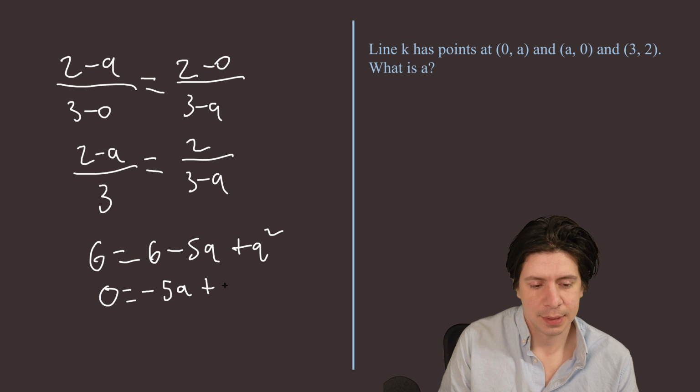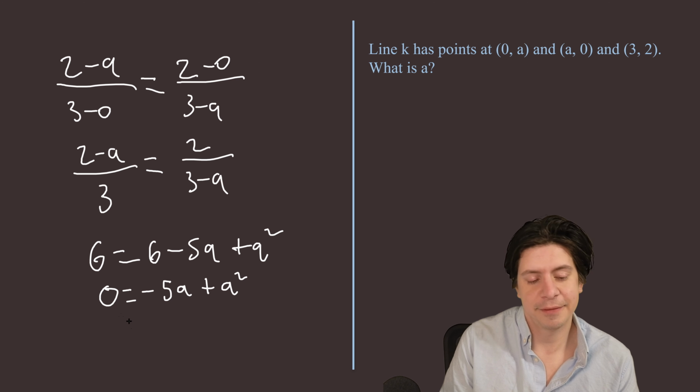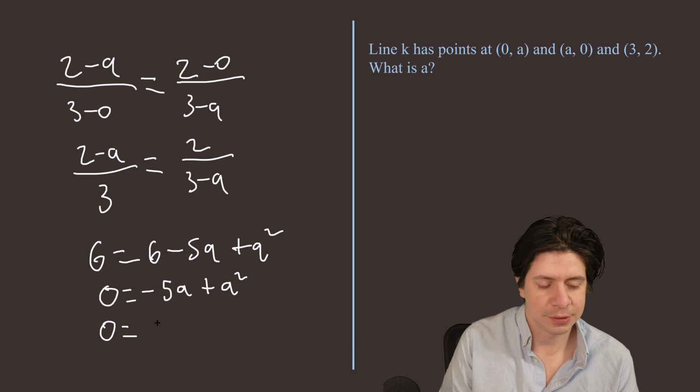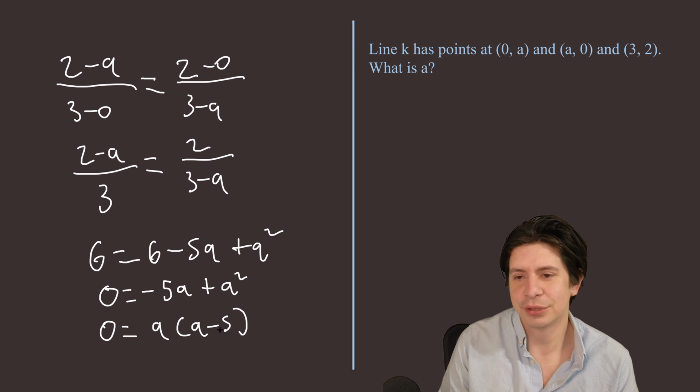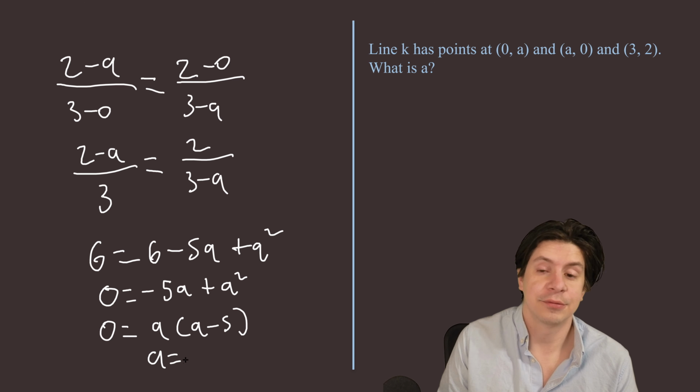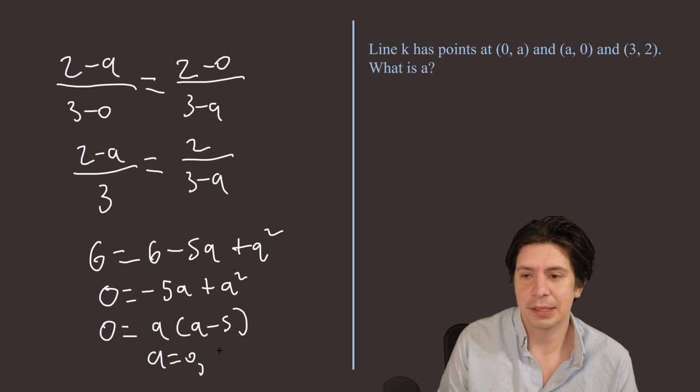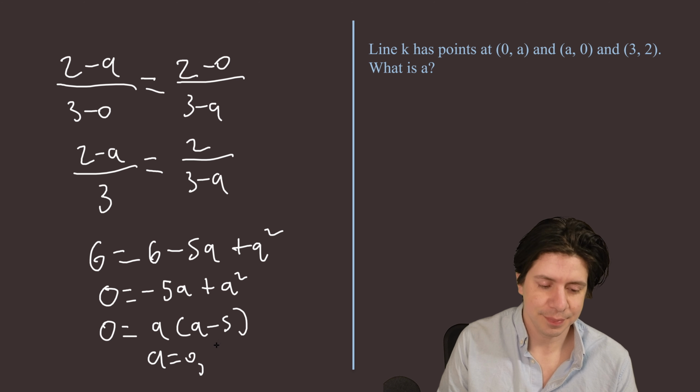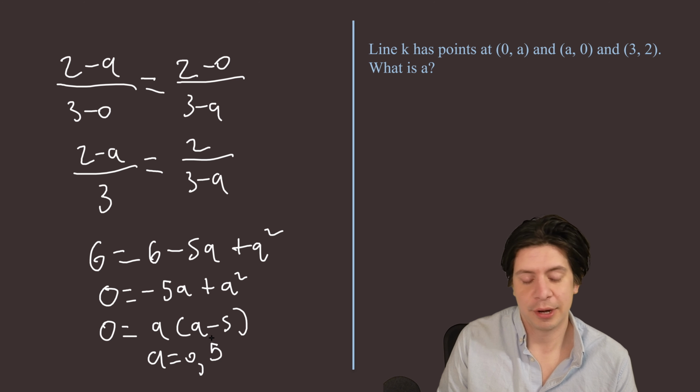negative 5a plus a squared. Factor out the a, we have 0 equals a times (a minus 5). We have two solutions. Only one of them really makes sense. And that's going to be a equals 0 and a equals 5. Our answer will be 5.